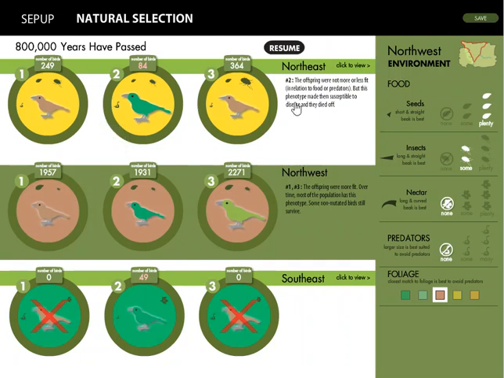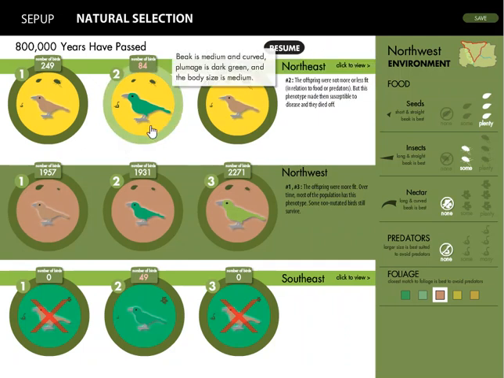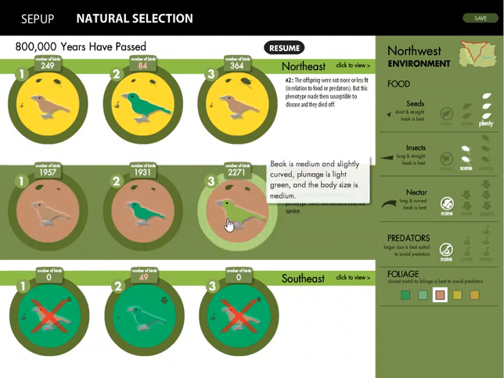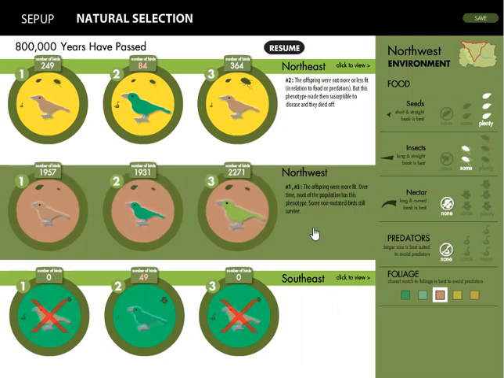All right, so the second mutation didn't really affect them either way in relation to food or predators. But it made them more susceptible to the disease for some reason. So that didn't stick around in the population. In the Northwest, the offspring were more fit. Over time, most of the population has the phenotype. So remember, they were moving toward larger, longer beaks and bigger bodies.